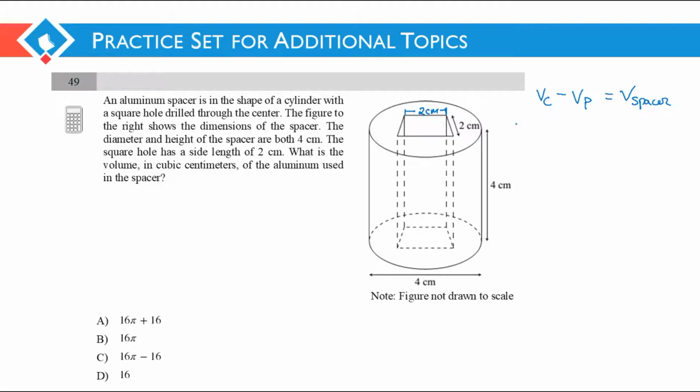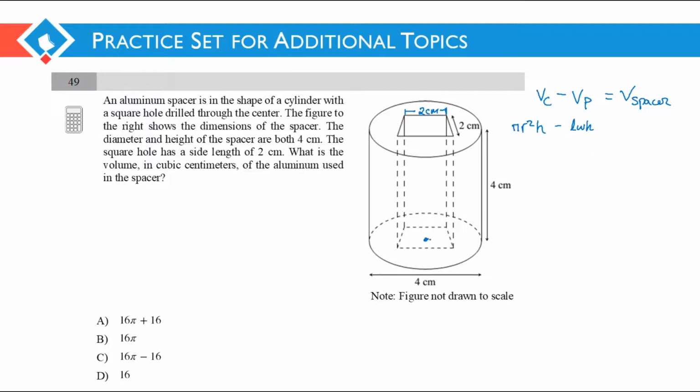But the volume of a cylinder is equal to pi r squared times height, and the volume of the rectangular prism right here is going to be equal to length times width times height, and that's going to be equal to the volume of the spacer over here. A couple of things to figure out.